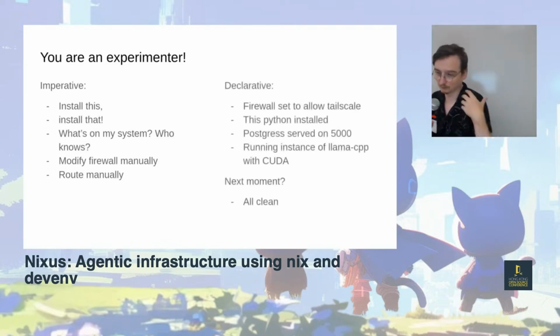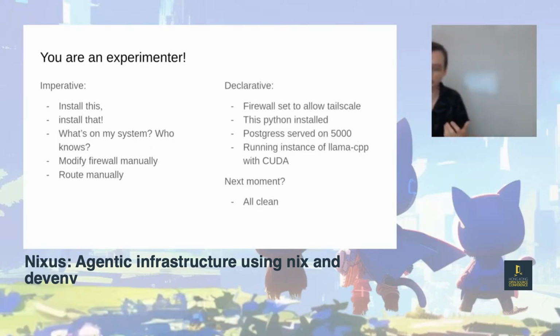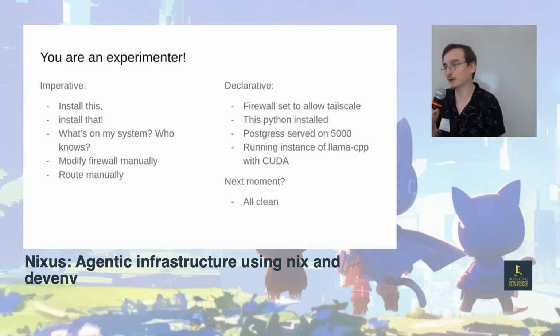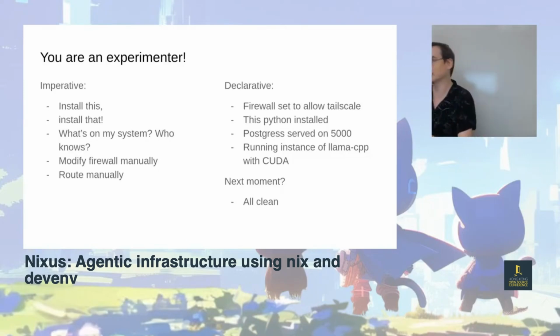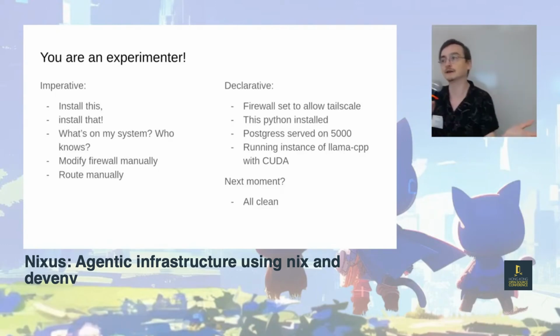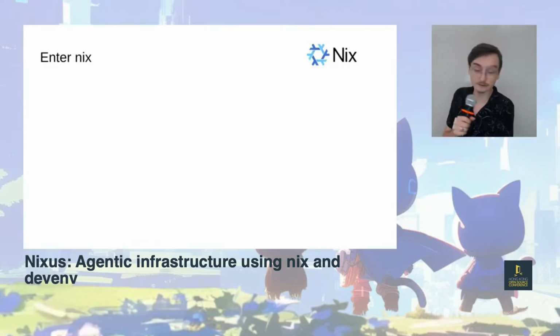But what we should be doing is really talking about a declarative way of managing our AI infrastructure. So you set your firewall, you declare that, you don't say install this, install that. You say, I want my firewall to allow Tailscale. I want Python to be installed. I want Postgres to be served on this port. And then once you're done with it, you remove it, and there's nothing there, right? So how can we achieve this? We can achieve this with Nix.